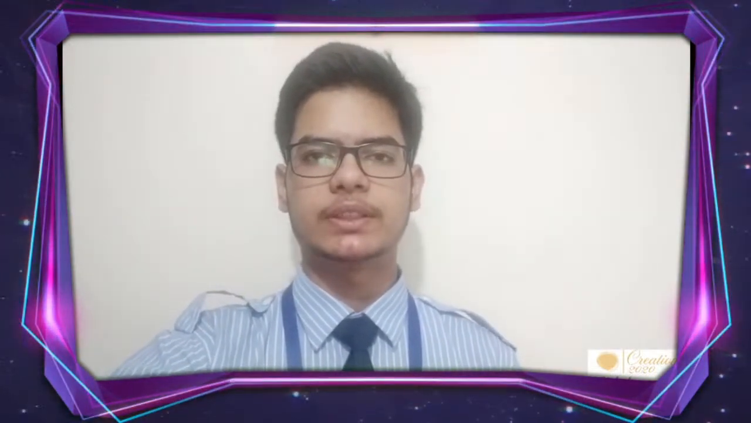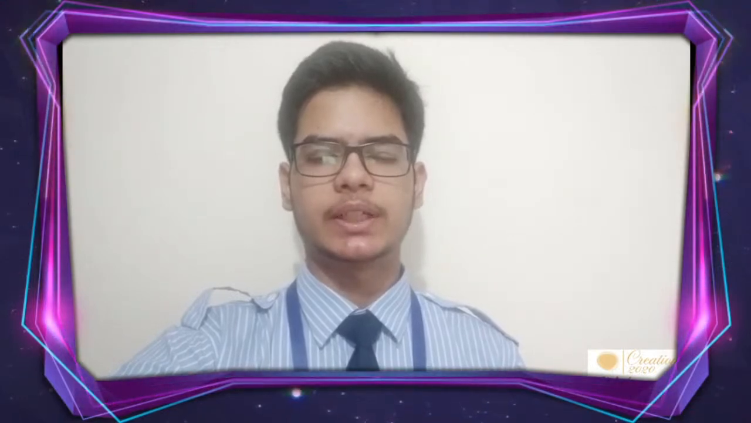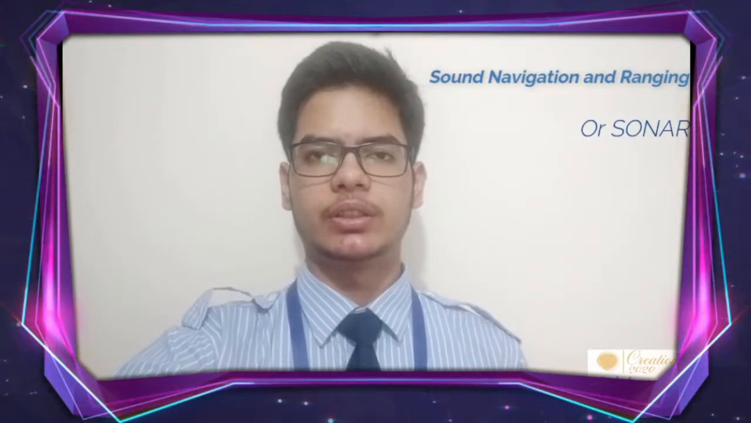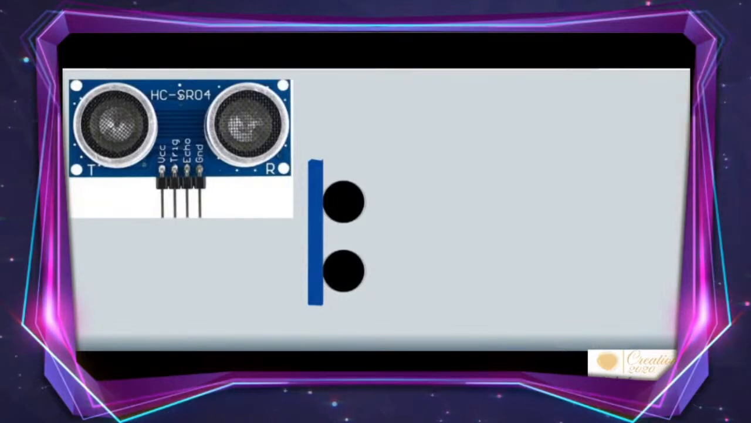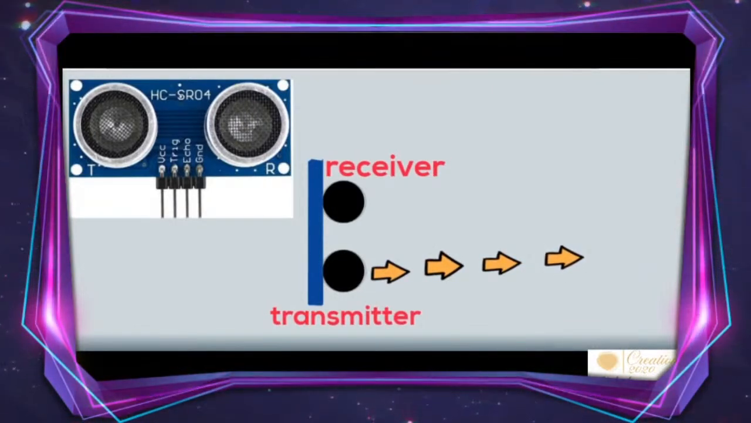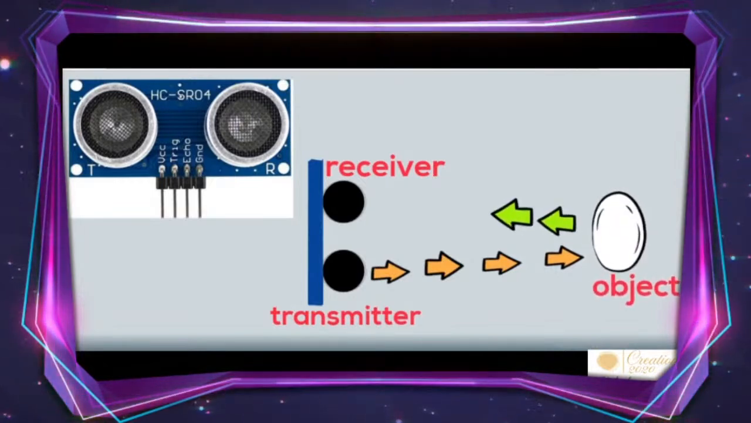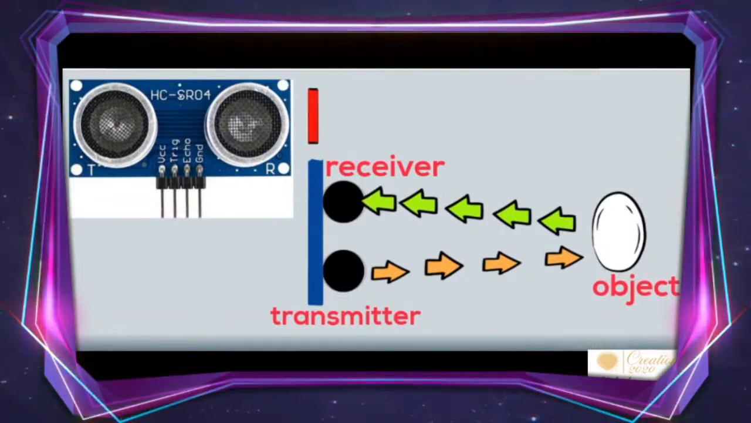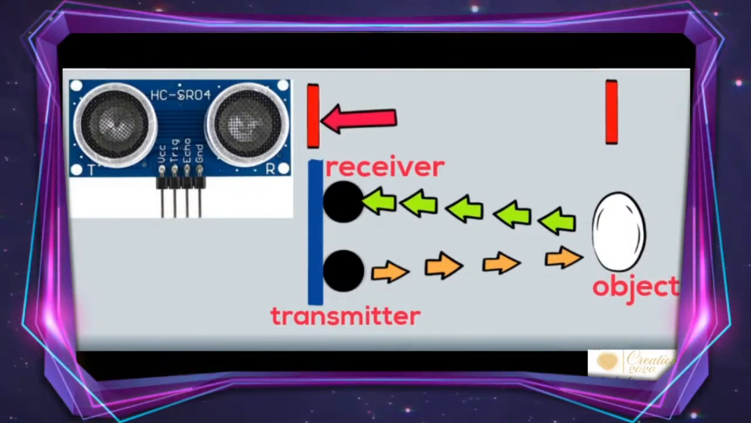I have prepared a model based on simple physics as a part of this science exhibition. This model basically works on sound navigation and ranging, or sonar technology, to identify if there are any objects present within a certain radius. Sonar is a technology which consists of a transmitter and a receiver. The transmitter transmits sound waves of very high frequency, or ultrasonic waves, which if struck by an object are reflected back and the receiver receives them.